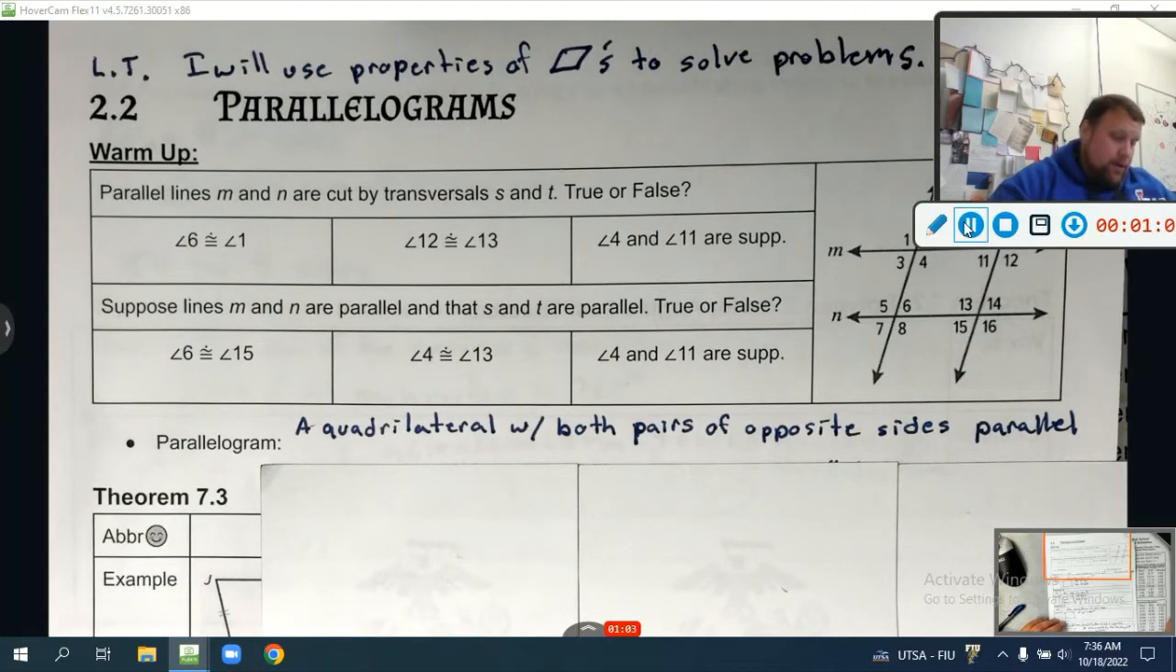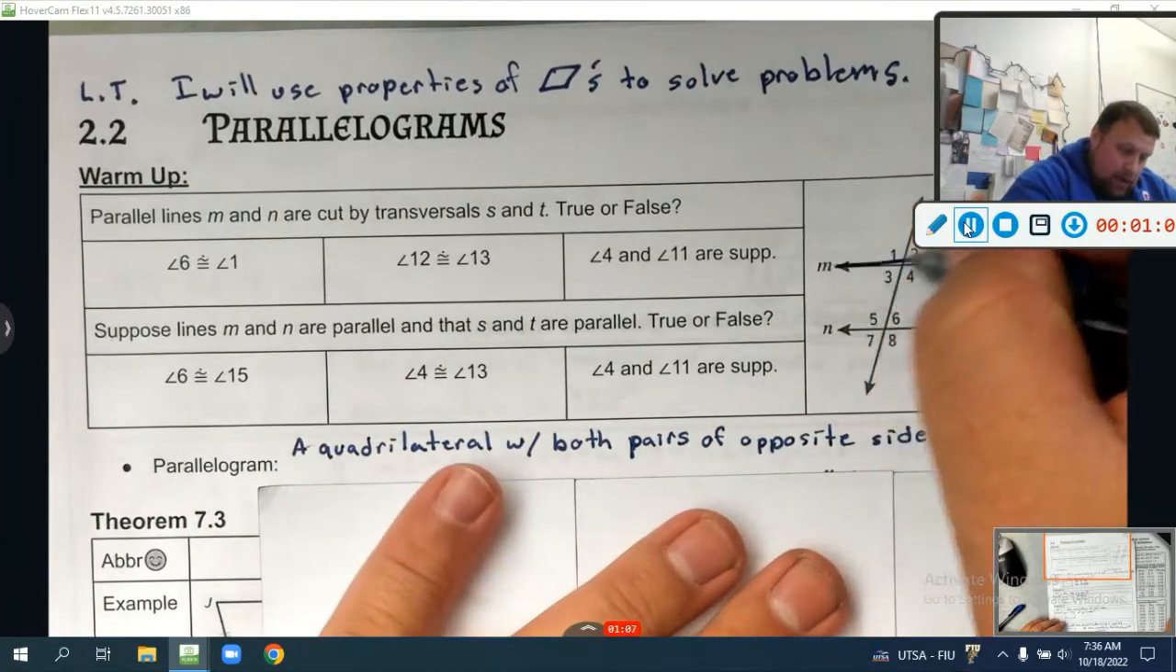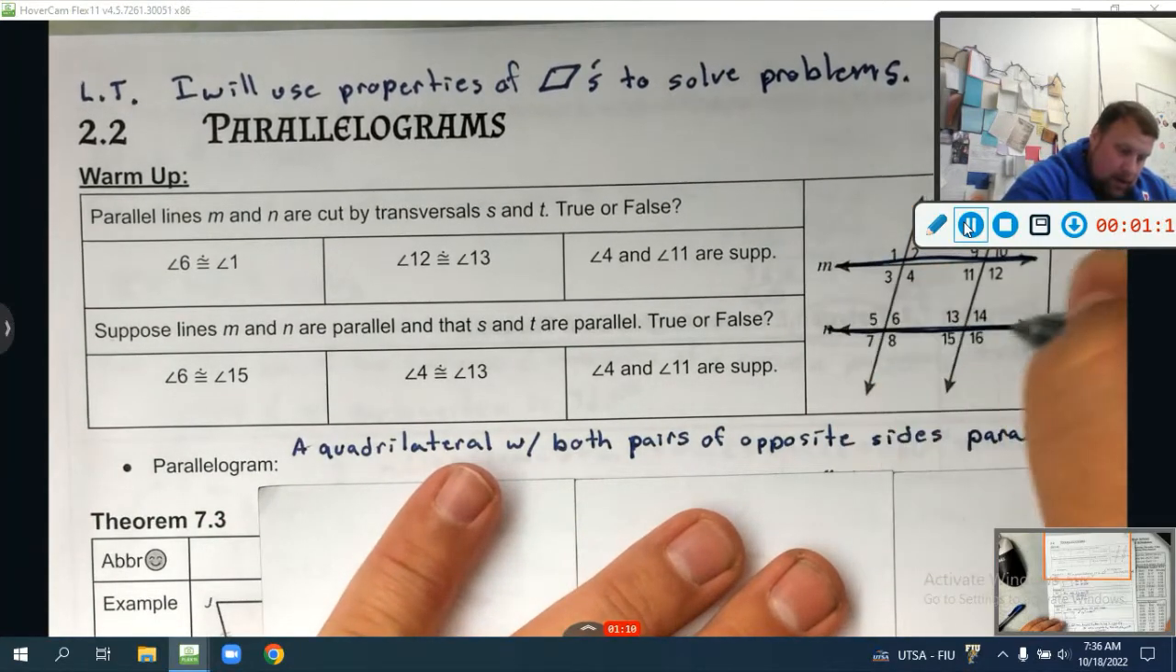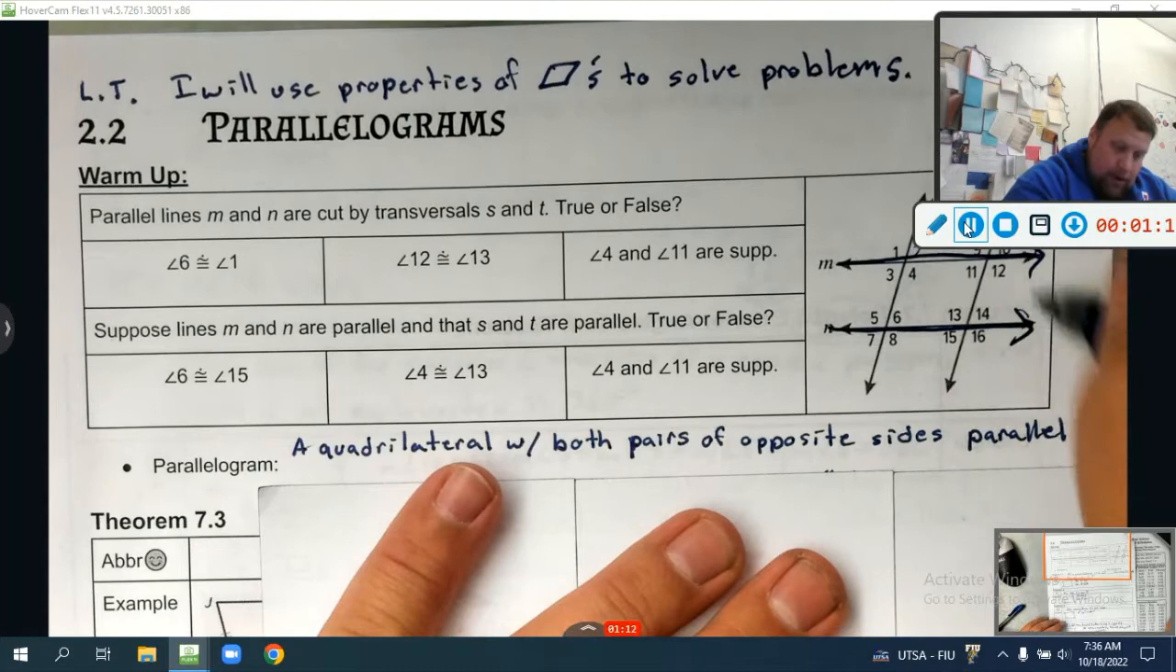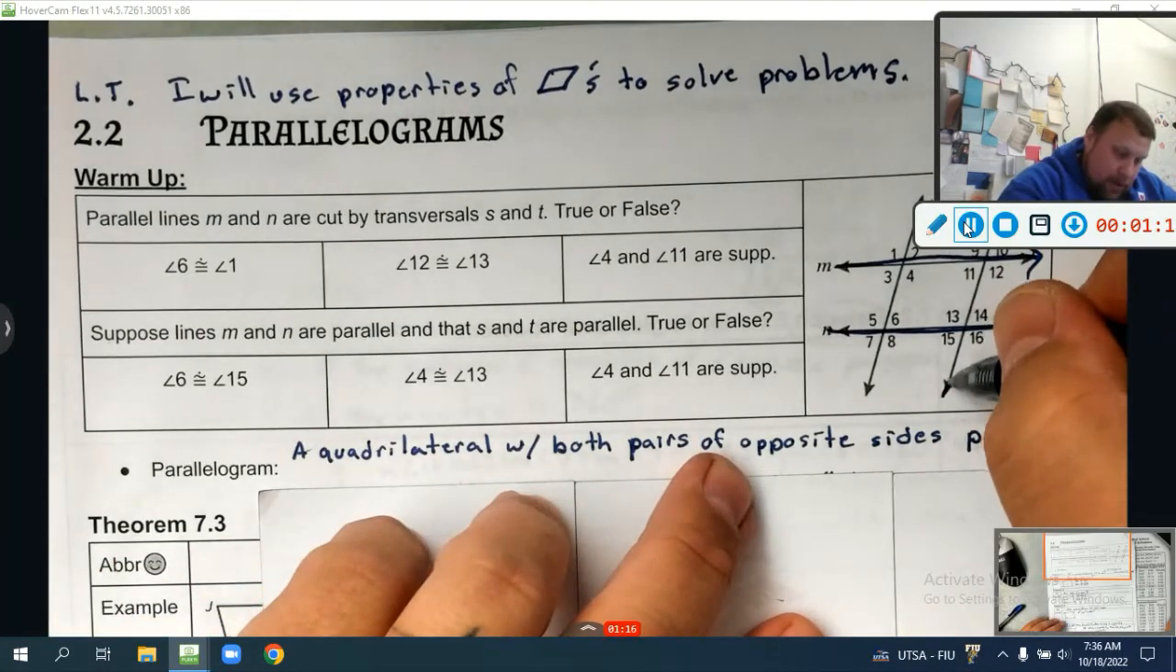All right, so it says parallel lines M and N. So we have M and N are parallel. Boom, they're parallel, okay? They're cut by a transversal T. Boom, that's a transversal.